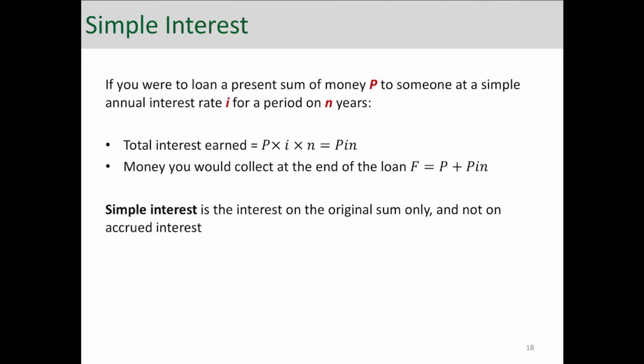So if you were to loan a present sum of money P to someone at a simple interest rate of I for a period of N years, the total interest that you will earn is the sum of money that you're lending times the interest rate, your time value of money, times the duration, which is P times I times N. And the money that you would end up with at the end of the period is your present sum that you lend plus the interest that you earned. So P plus PIN. The important definition here is simple interest, and that is the interest on the original sum only. It's a very important point because later on we'll be talking about compound interest, and that is the main difference between simple interest and compound interest. Simple interest is only on the original sum of money and not on the accrued interest.